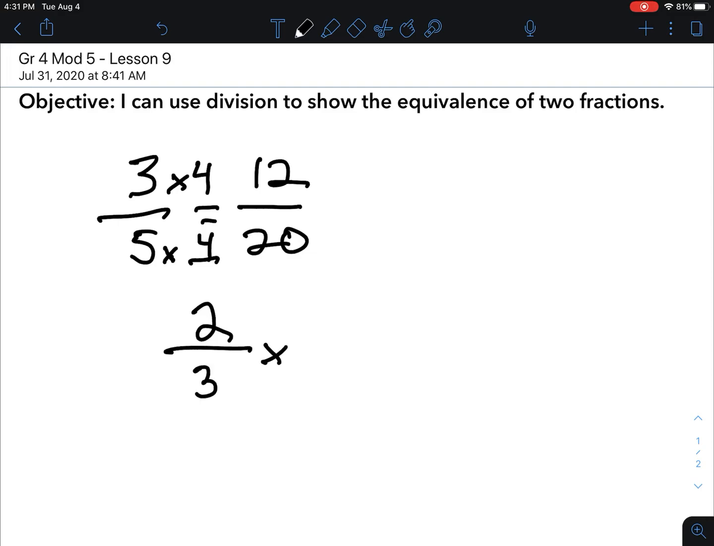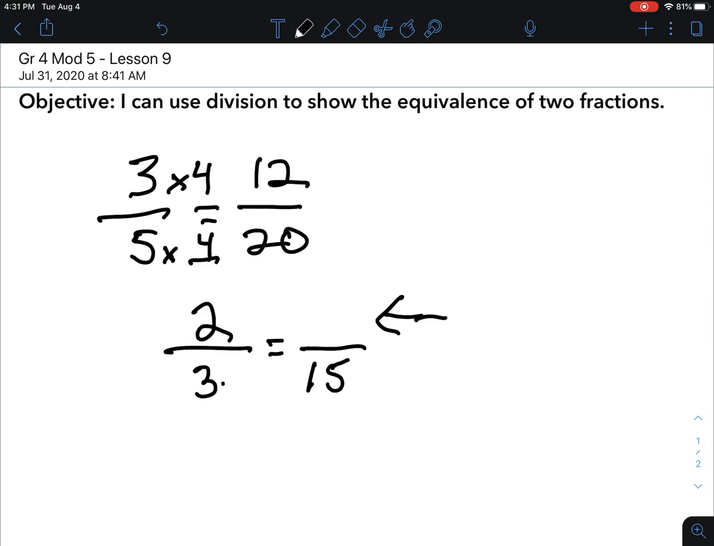Let's do this. Tell me what the numerator would be above the 15 to make an equivalent fraction to 2/3.